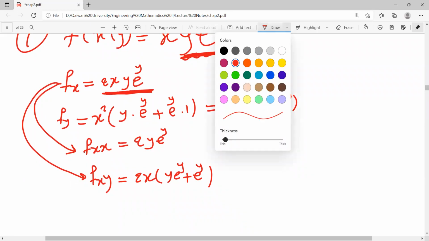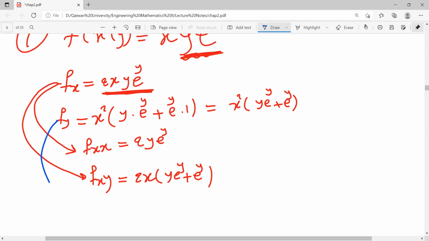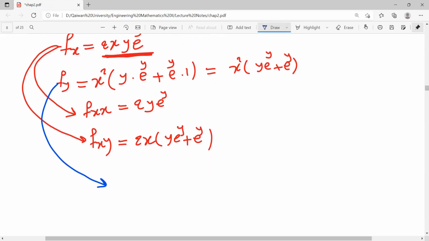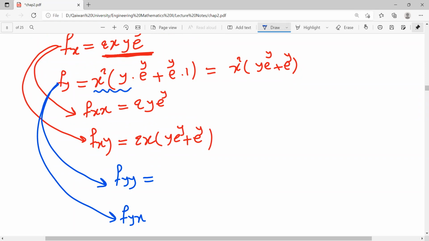And from f sub y, what can you find? From f sub y, we can find f sub yy and f sub yx. What's f sub yy? We are going to take another derivative of this function with respect to y. x squared is a constant. We'll just write down the same. Derivative of y e to the power y.